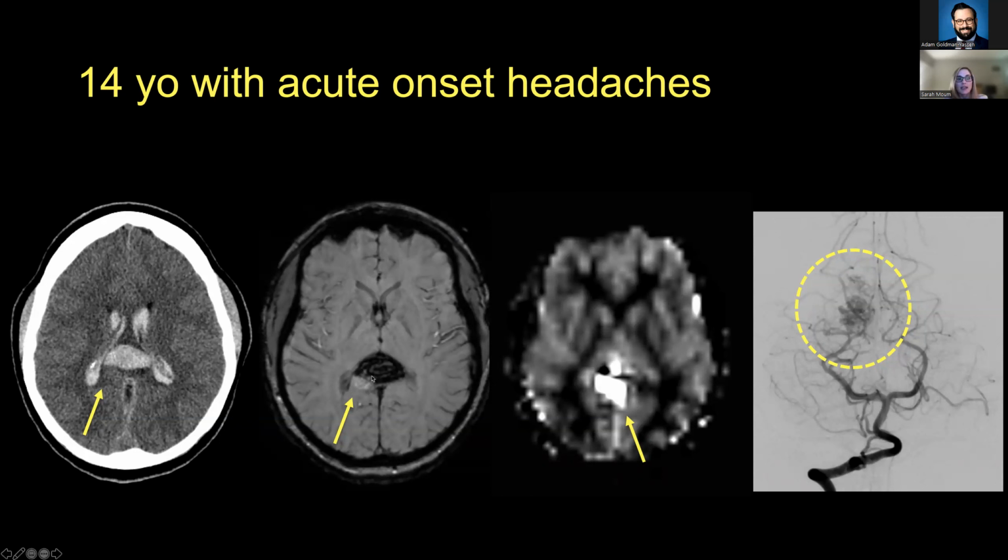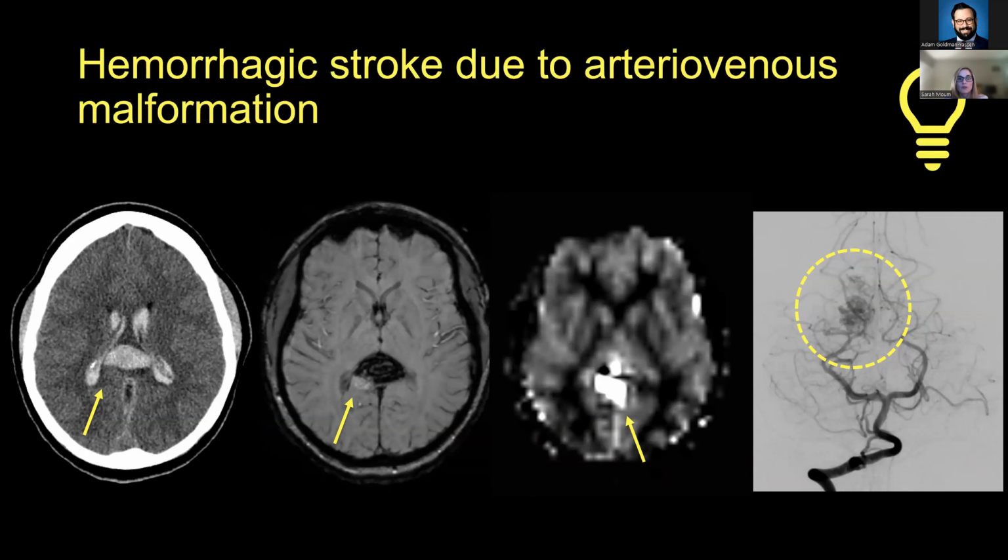The SWI MRI image from the subsequently performed MR brain exam redemonstrates the hematoma. We also see that the ventricles are decreased in size because they've placed an external ventricular drain. You may remember from earlier in my talk that non-traumatic intraparenchymal hemorrhage in a child is an AVM until proven otherwise. We know that AVM is a high flow shunting lesion.